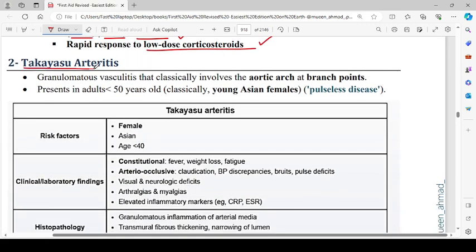Then the second type of large vessel arteritis, not giant cell arteritis, is Takayasu arteritis. For Takayasu, as the name indicates, there will be an Asian woman with diminished pulses in one arm. Basically, one arm will be pulseless, the other will have normal pulses, and she will be hypertensive. It is also called pulseless disease. It is a granulomatous vasculitis that classically involves the aortic arch and branch points. It occurs in adults less than 50 years old, classically a young Asian female, pulseless disease.